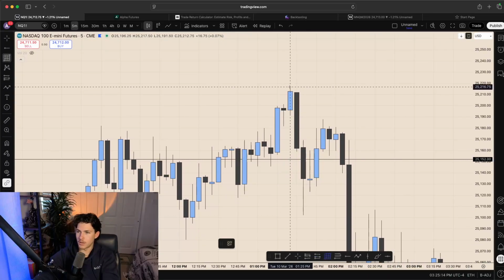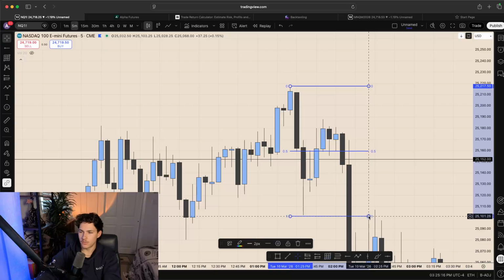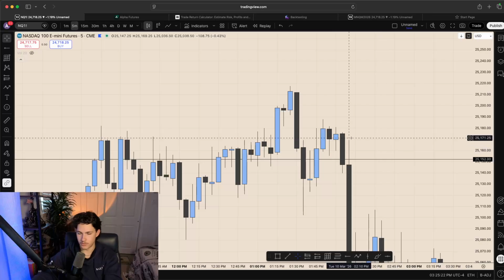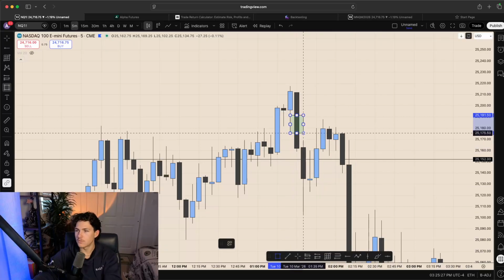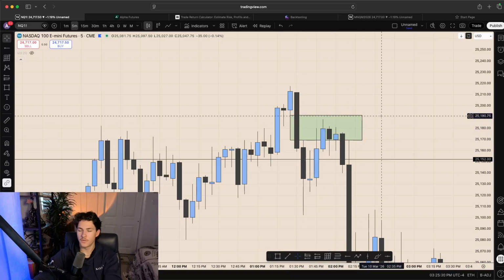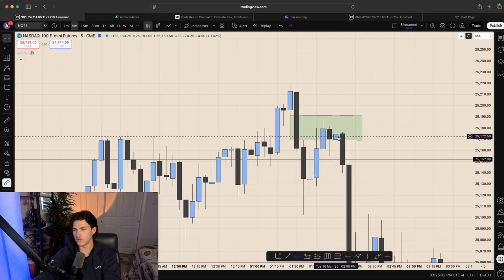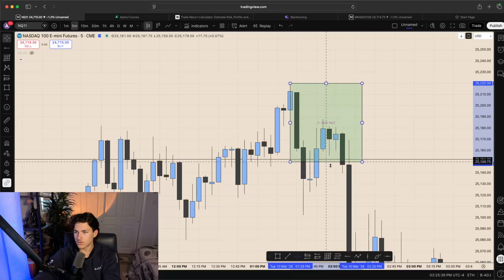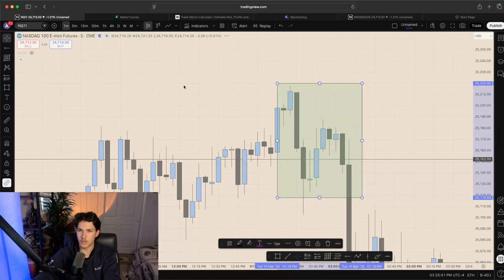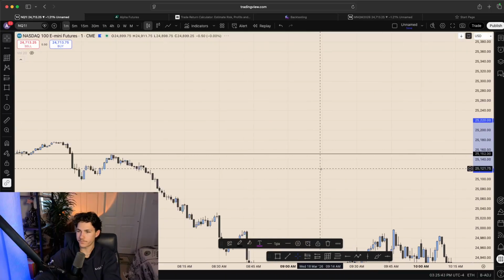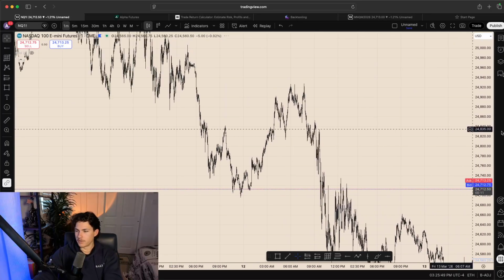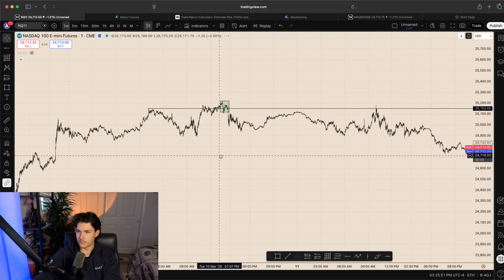So we have equilibrium from the high down to the low. You can see we filled equilibrium before continuing lower. What did we also do? Oh, wait. Wonderful. For those in the back that said it. We filled a fair value gap. We filled the fair value gap. Wonderful. What did we probably also do? Let's go to the 1 minute. Where is it? Oh my God. There it is.